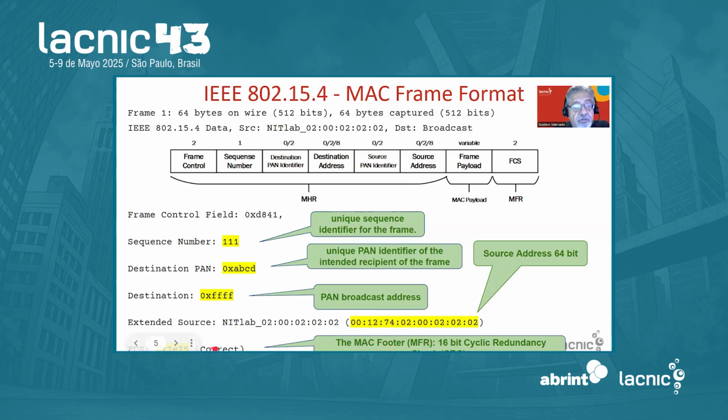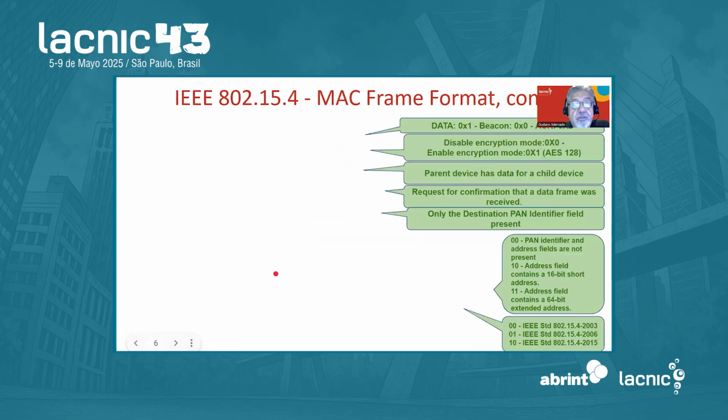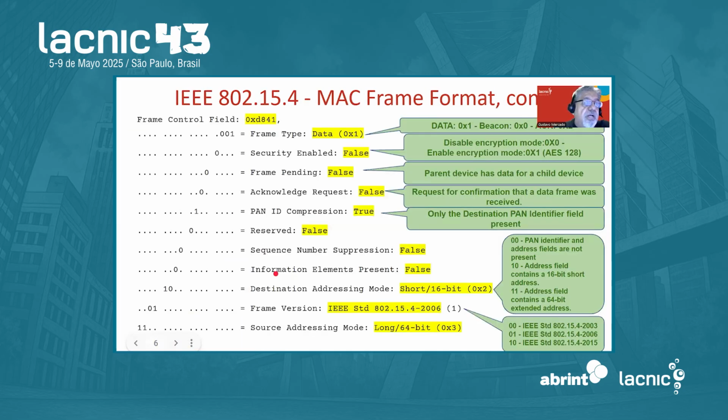And the FCS is here, it tells me that the number is correct. And then let's look at the fields of the mesh control with all these fields. First of all, the type of frame. That is a piece of data, and although there are other options, for instance, beacons, and if security is enabled, in this case it's false, but if it were enabled, then we would use protocol AES 128.